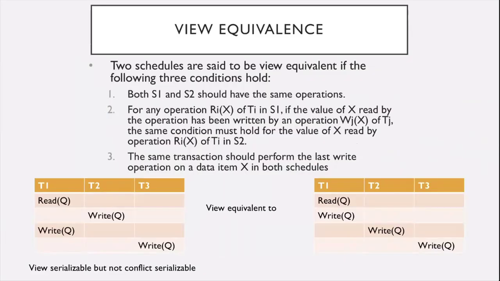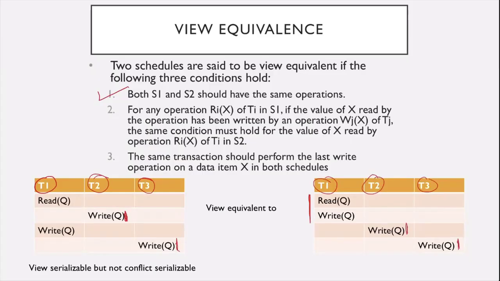Two schedules are said to be view equivalent if the following three conditions hold. Only three conditions are there. First one, very simple: both S1 and S2 should have the same operations. So here, if you see three transactions, T1, T2, and T3, all of them have the same operations, right? T1 has read Q, write Q. T1 here also has read Q, write Q. Here, T2 has write Q. Here also T2 has write Q. And here T3 has write Q. T3 here also has write Q. So they have the same operations.